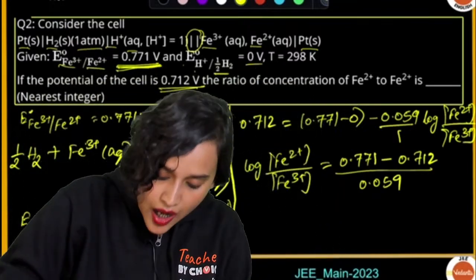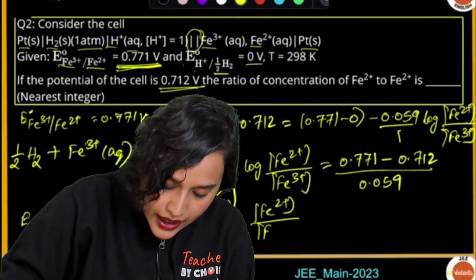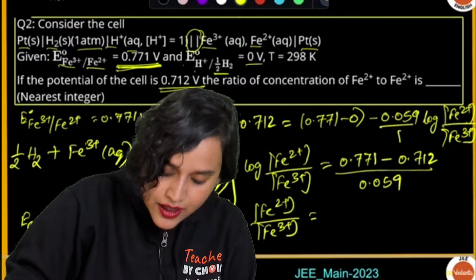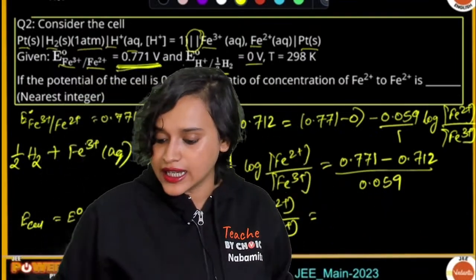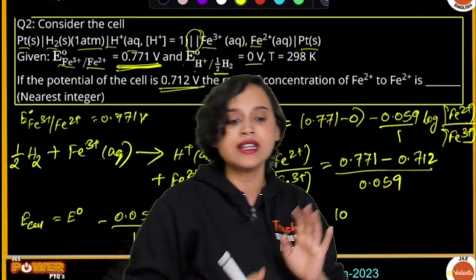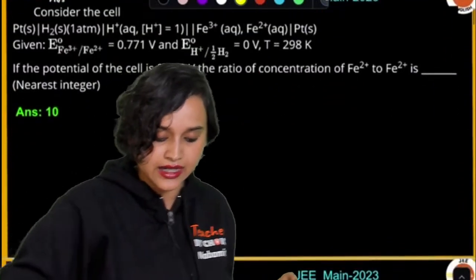So, basically, now what do we need? We need Fe2 plus divided by Fe3 plus is equal to how much? 10. Mr. Gamers is saying 10. Fusion is saying 10. Very good. So the correct answer is 10. Yes, 10 is the correct answer.